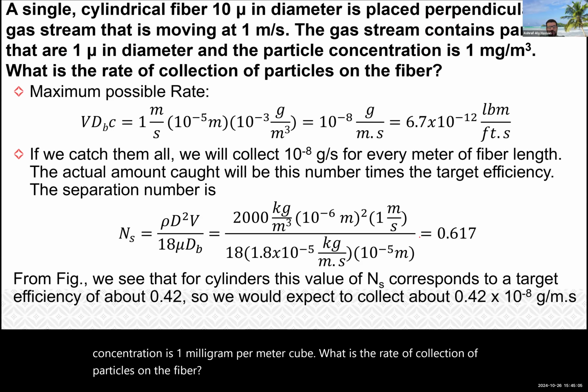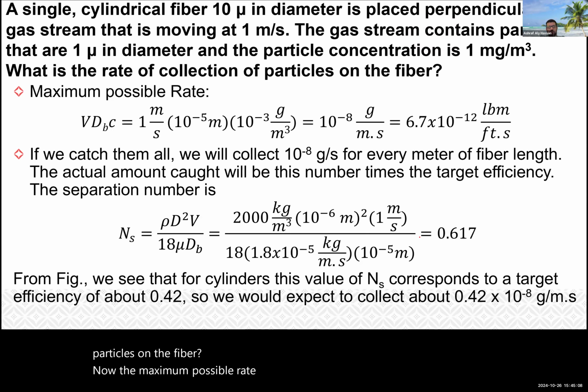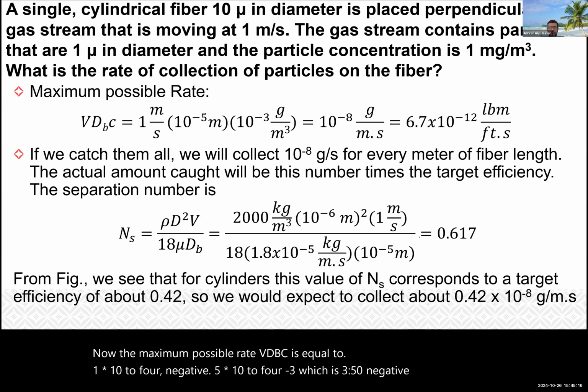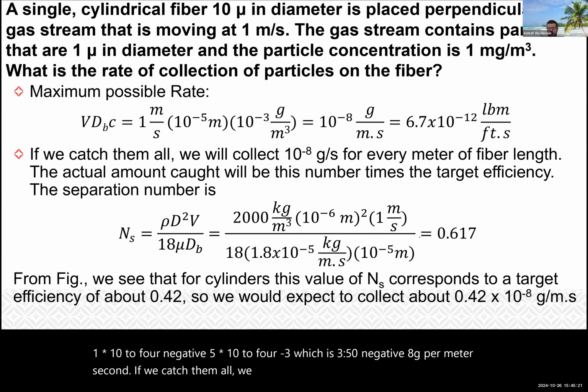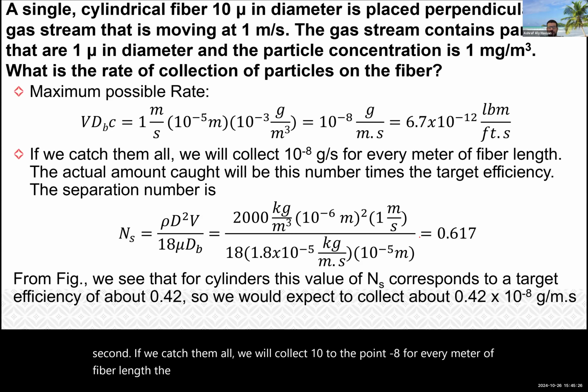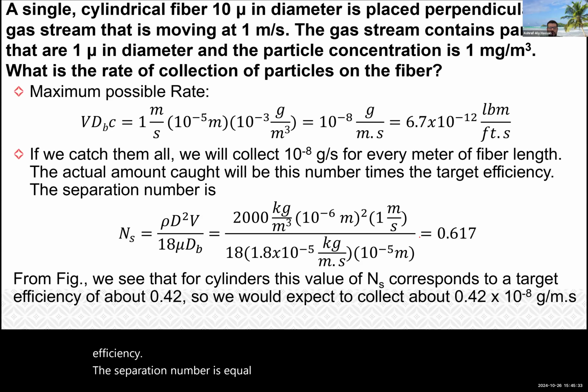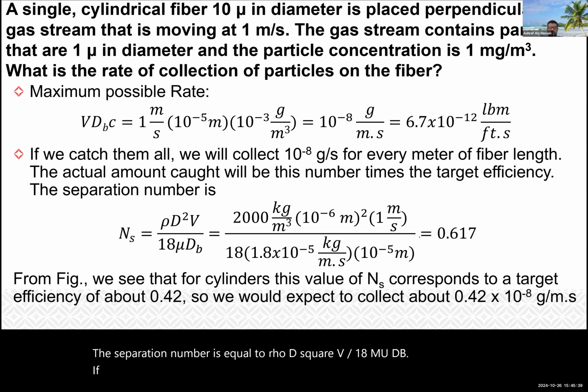Now, the maximum possible rate, V dB C, is equal to 1 times 10 to the power negative 5 times 10 to the power negative 3, which is 10 to the power negative 8 gram per meter second. If we catch them all, we will collect 10 to the power negative 8 for every meter of fiber length. The actual amount caught will be that number times the target efficiency. The separation number is equal to rho d squared V over 18 mu dB. If we substitute, we'll get Ns is equal to 0.617.